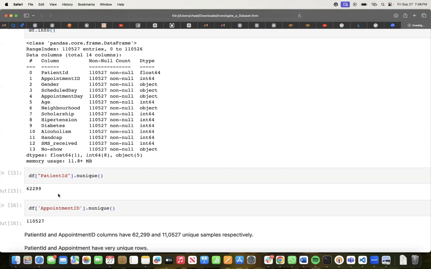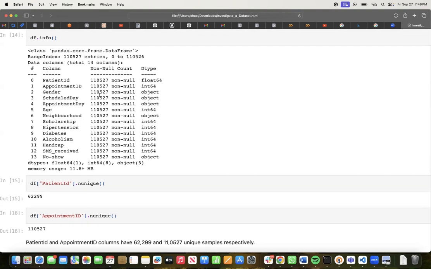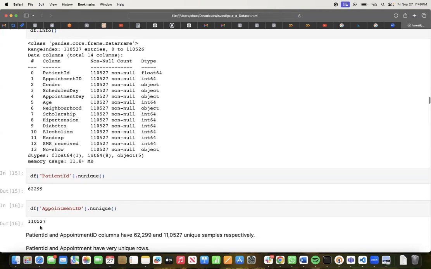Maybe there are some duplicates. It means there are some duplicates. Thank you. It means there are duplicates. And why are they duplicates? It means that some people are booking appointments more than one. You get it? So look at the appointment ID to back the statement I just made.